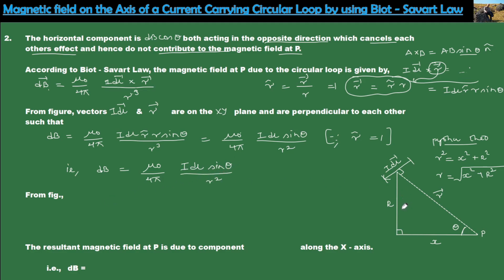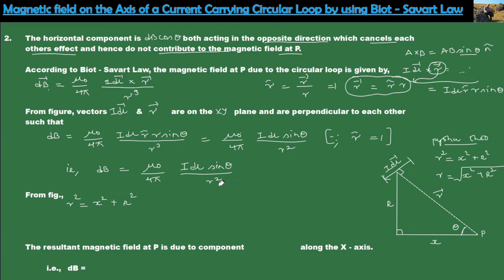But from the figure, what do you get over here? What is this value of r? From the figure, the hypotenuse r square will be equal to x square plus capital R square. Yes or no?